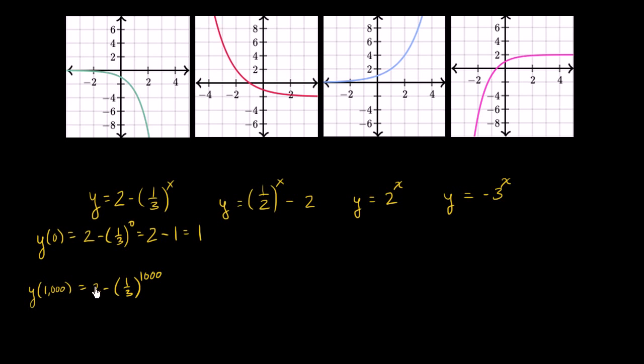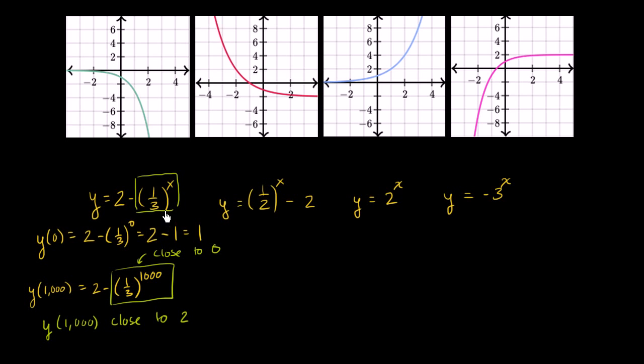So let me write this down. This part right over here is going to be close to 0. Another way to think about it is as x increases, this part approaches 0. So if this is very close to 0, y of 1,000 will be close to 2. Or another way of thinking about it, as x gets larger and larger and larger, this part is going to get closer and closer and closer to 0. So you're going to have 2 minus something that's closer and closer and closer to 0. So as x gets larger, y is going to approach 2.